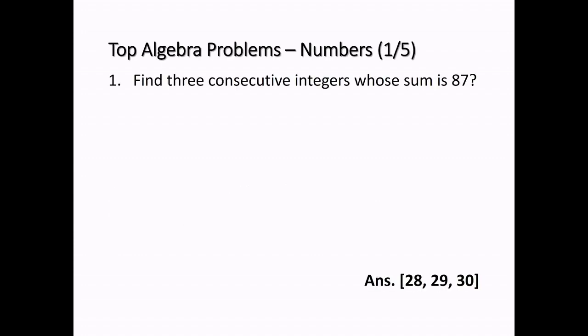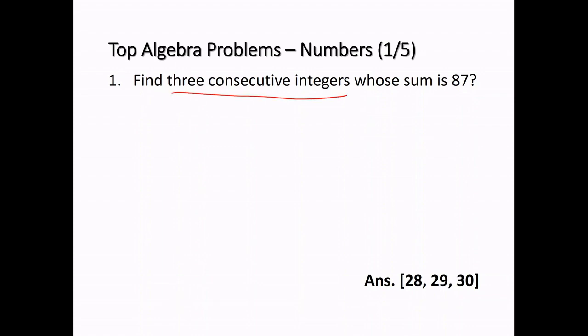There are five common problems, and when you understand how to solve these, most probably you can solve a lot of algebra number problems. Okay, let's start. The first problem: find three consecutive integers whose sum is 87. Take note, in algebra, one sentence or one statement can be transformed into an equation, a mathematical expression. Here we see: find three consecutive integers.